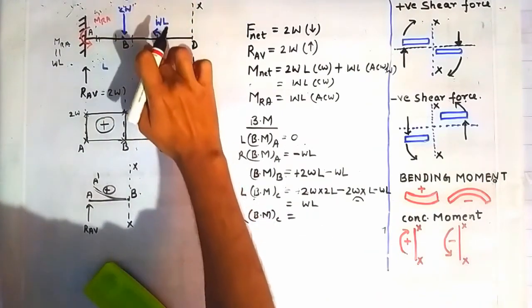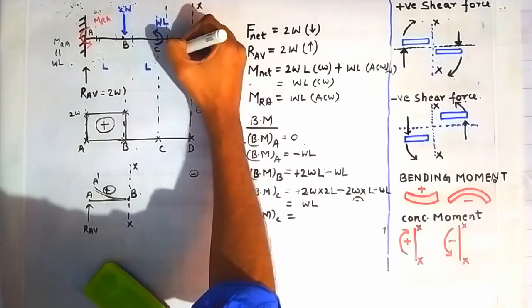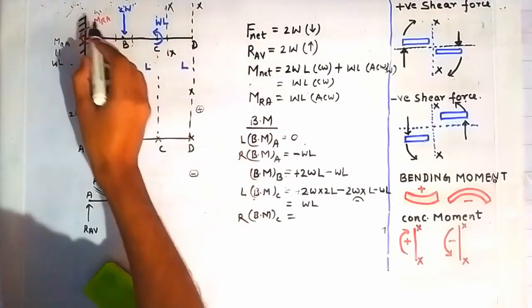Now if we want to calculate the bending moment at a point on the right side of point C, then we have to again construct a section on the right side of this point C and look for the various forces that are acting on the left side of this section.